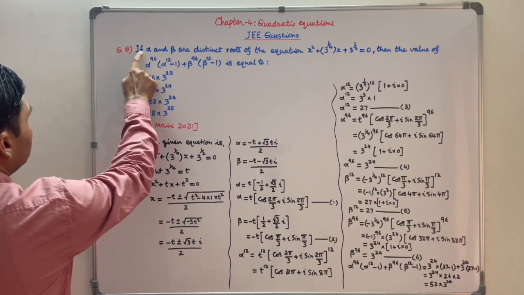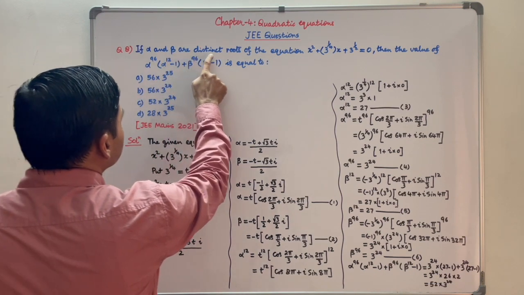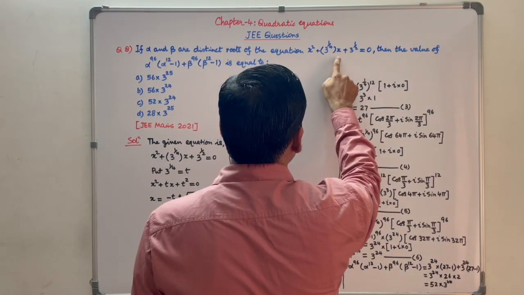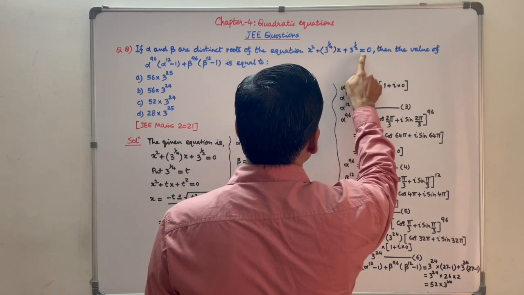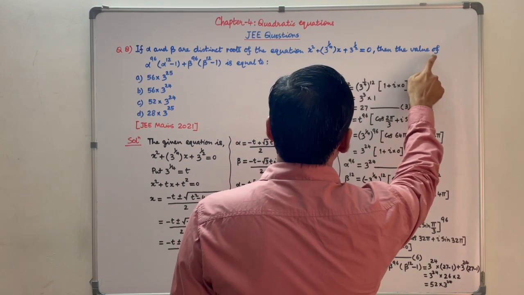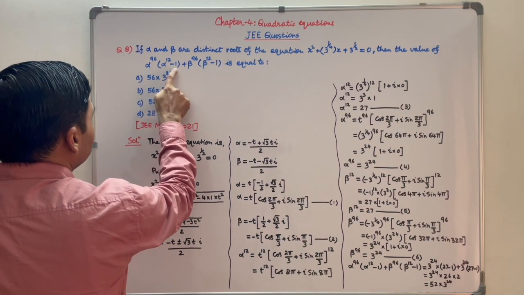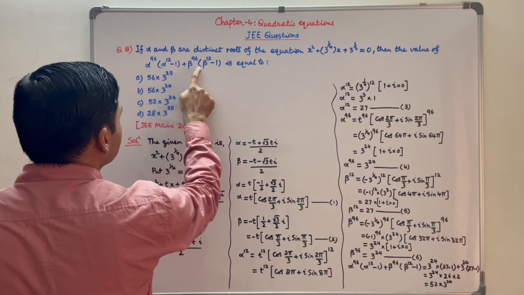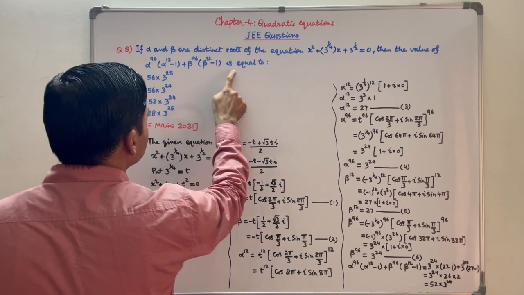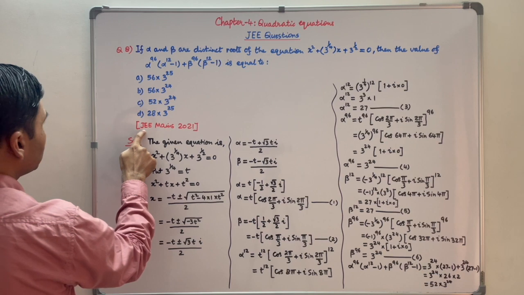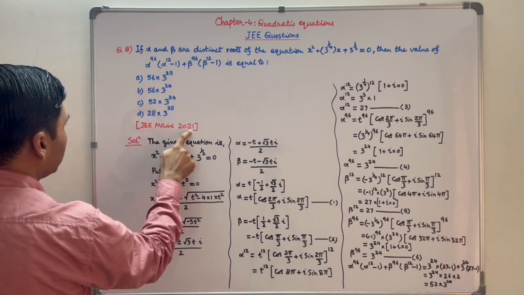8th question, if alpha and beta are distinct roots of the equation x square plus 3 to power 1 by 4 x plus 3 to power 1 by 2 is equal to 0, then the value of alpha to power 96 into alpha to power 12 minus 1 plus beta to power 96 into beta to power 12 minus 1 is equal to. These are the options given. This question was asked in JEE Mains 2021.